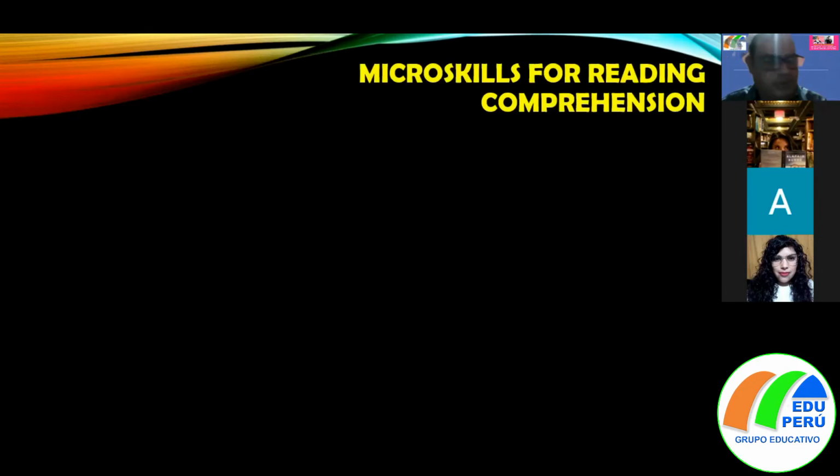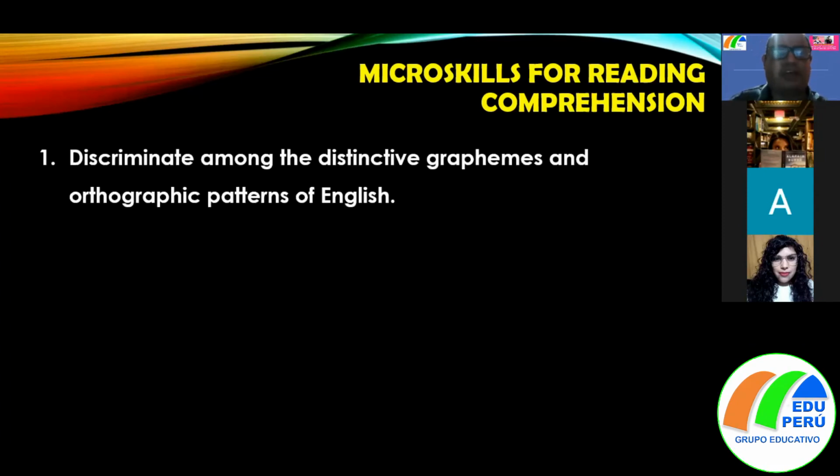Now, let's pass to the last point of the class, because with this point we are going to finish the class, and we are going to talk about some micro skills for reading comprehension. So you know that reading is the general skill, but inside this main skill, we have some micro skills in order to comprehend a text. For example, discriminate among the distinctive graphemes and orthographic patterns of English. This micro skill is related to intensive reading because you need to discriminate the graphemes and the orthographic patterns of English.